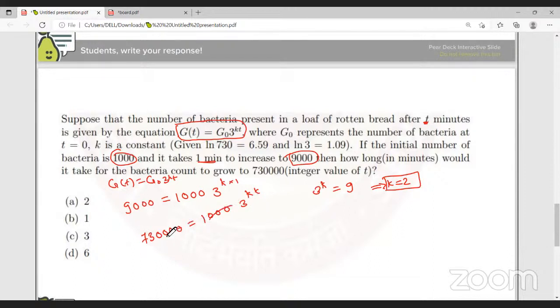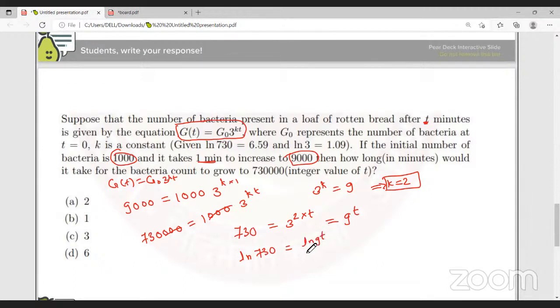So now what will I get? The 3 zeros cancel, 3 zeros cancel. So 730 is equal to 3 to the power 2t, that is 9 to the power t. So we have to find t. Then how do we find t? I take log, ln on both sides. ln of 730 equals ln of 9 to the t.